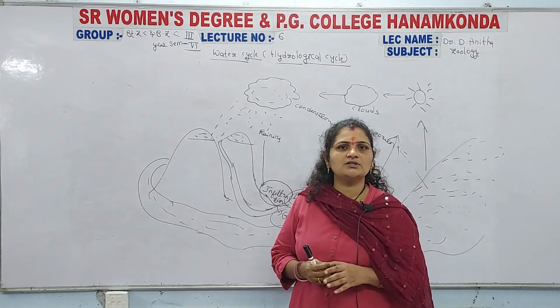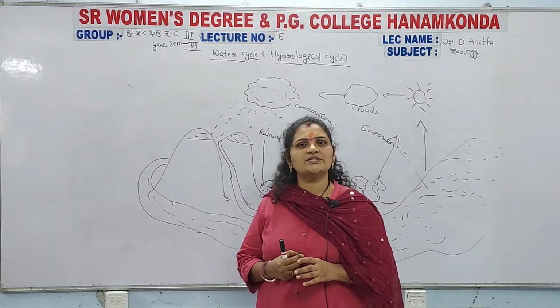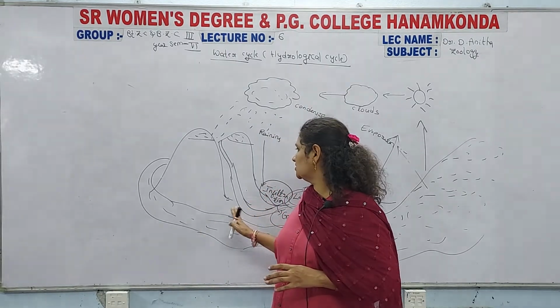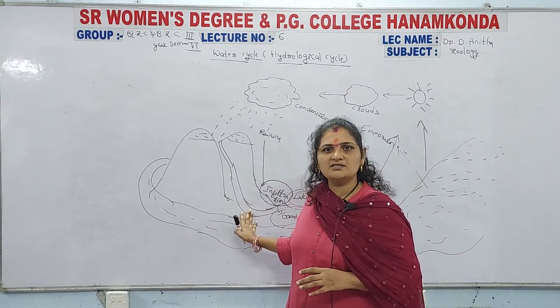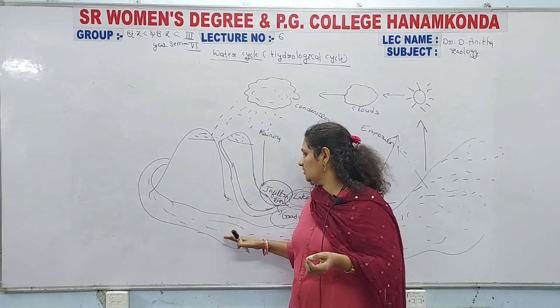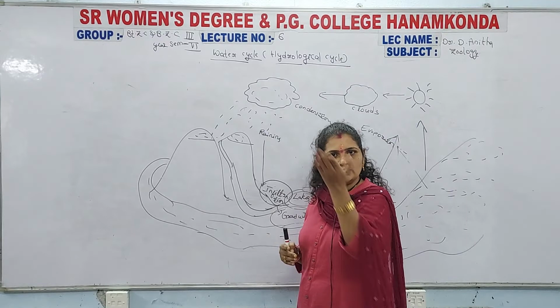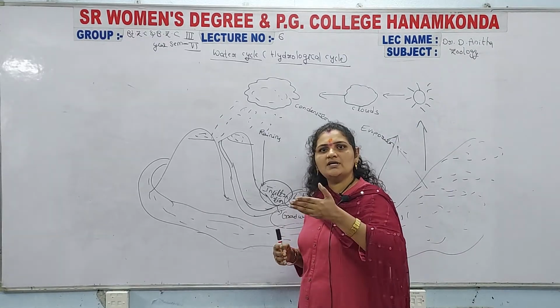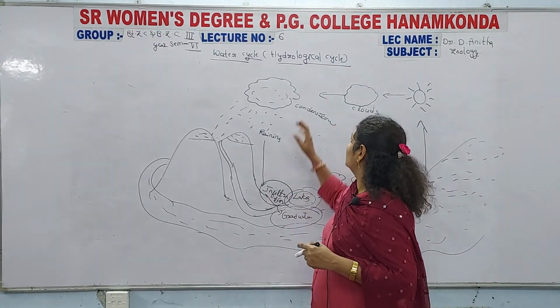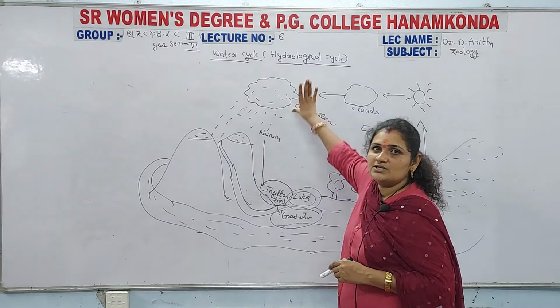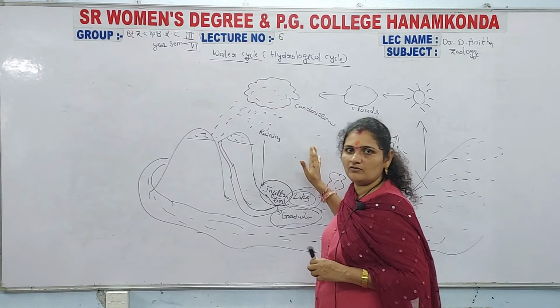So these water molecules get rotated in the environment, on the surface of the earth, and also from the plants and from the lakes and rivers, the water media. That's why the cycle is considered the hydrological cycle and the water cycle. So that is the total information about the water cycle.